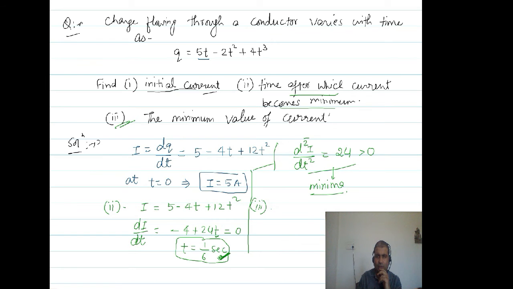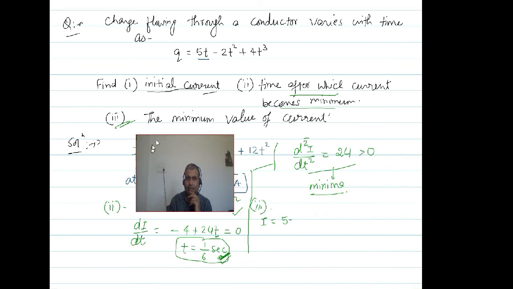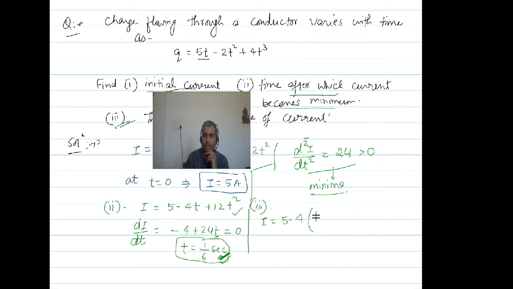Once you got the time at which current is becoming minimum, just put this time in the equation for current, and then you get I equals 5 minus 4 into 1 by 6 plus 12 into 1 by 6 whole square, and just it is to be solved. 2 by 3 plus here it is becoming 12 into 1 by 36, and when you solve it you get I think 14 by 3 ampere.